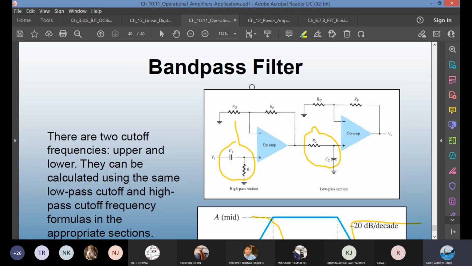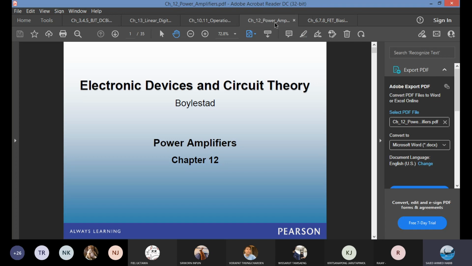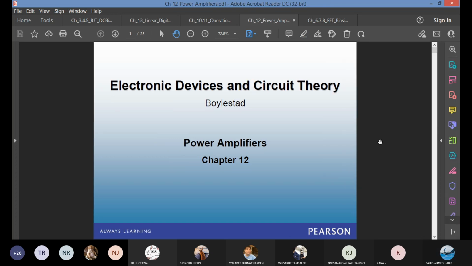This was up to midterm. After midterm, we studied power amplifiers. We discussed 5 types. What are the types? Class A, B, AB, C, and D.